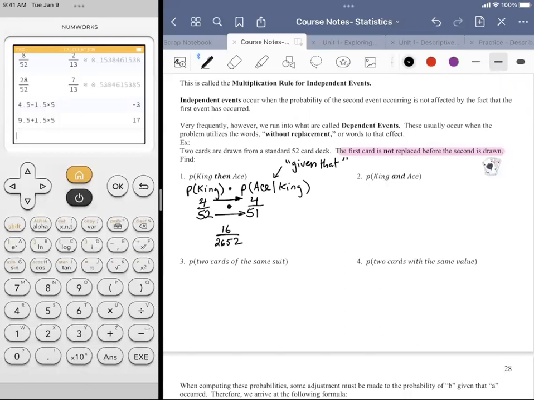So we're good there. But if you want to put it in NumWorks, use the division key and it'll create a fraction. 4 divided by 52 gives you the fraction 4 over 52. Then hit the right arrow to get out of the fraction, times 4 divided by 51. I forgot to hit the 4. 4 divided by 51. Now you have two fractions. They look good. Hit enter. It'll give you the simplified form and also the decimal form.